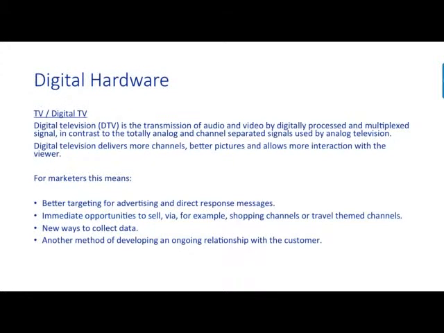Then we've got digital TV. Digital TV is a transmission of audio and video by digitally processed and multiplexed signal. Whenever we're looking at the context of digital hardware, we're thinking about digital TV, and how do we get our advertising on to digital TV channels. What this means for marketeers is that we've got better targeting for advertising and direct response messages, immediate opportunities to sell via shopping channels or travel themed channels. It's a new way to collect data and another method of developing an ongoing relationship with the customer.